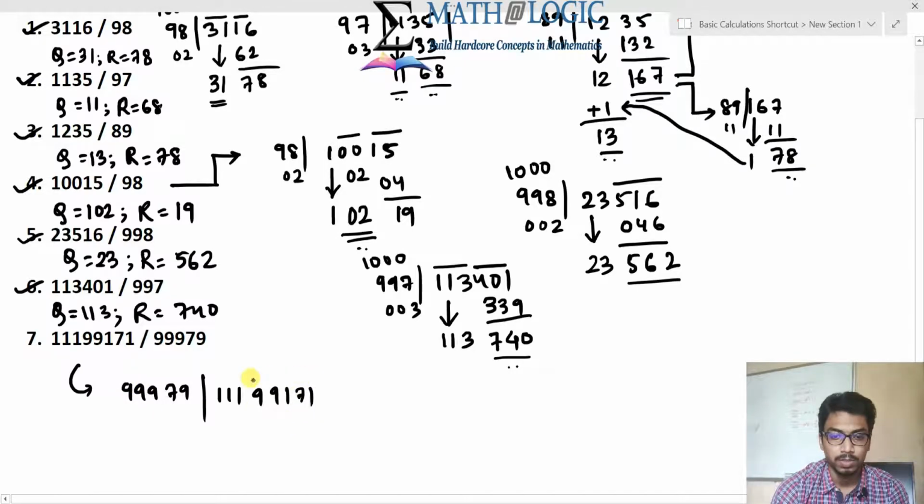5 digits. So the pair will be of 5 digits. It is nearer to 1 lakh clearly. What is the difference? The difference is 21, that is 00021. You have to write like this. Okay, drop this digit as it is, 111. Now 111 multiplied by 21.